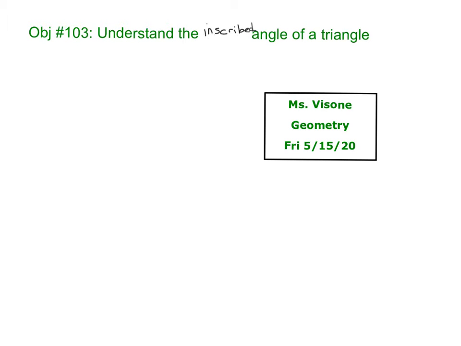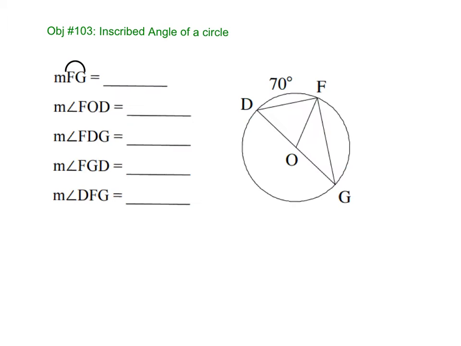All right. Today we are going to continue with understanding the inscribed angle of a triangle. Yet again, I forgot to change the objective, and it would be too much work for me to go back, so I'm not changing it. Deal with my writing. All right, so I want you to pause the video, O is the center, and see if you can do this whole problem on your own.